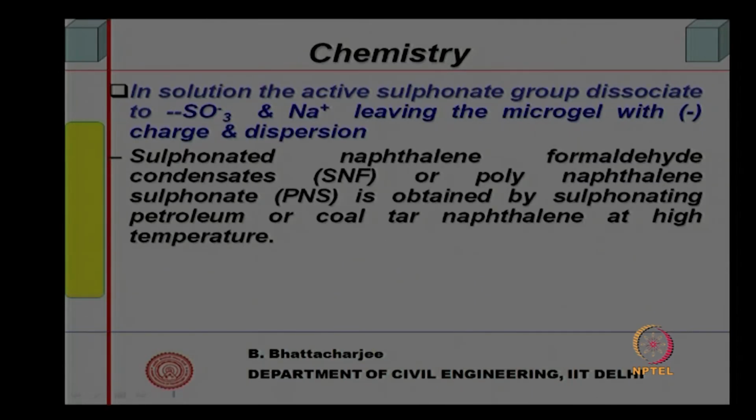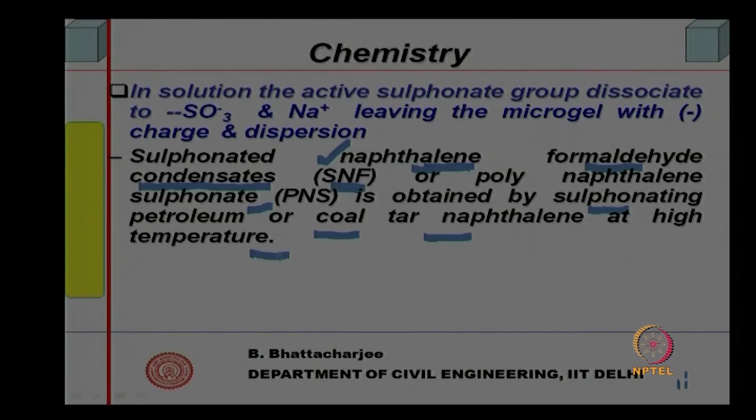The second one is superplasticizer, which is sulfonated naphthalene formaldehyde condensate, and we call it SNF. Another nomenclature is polynaphthalene sulfonate, PNS. More commonly used is SNF, sulfonated naphthalene formaldehyde condensates. Some people call it polynaphthalene sulfonate as well, PNS, and this is obtained by sulfonating petroleum or coal tar naphthalene at high temperature.